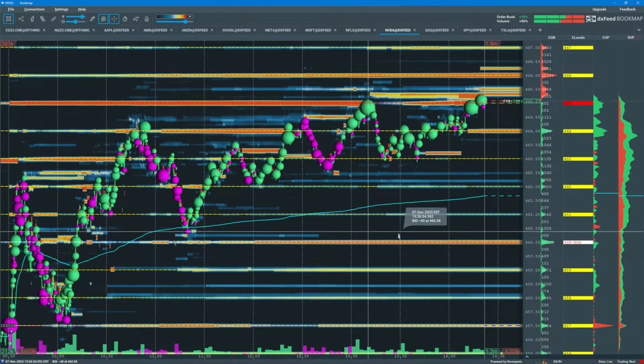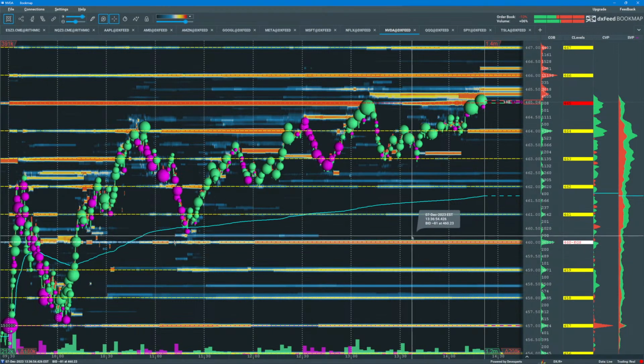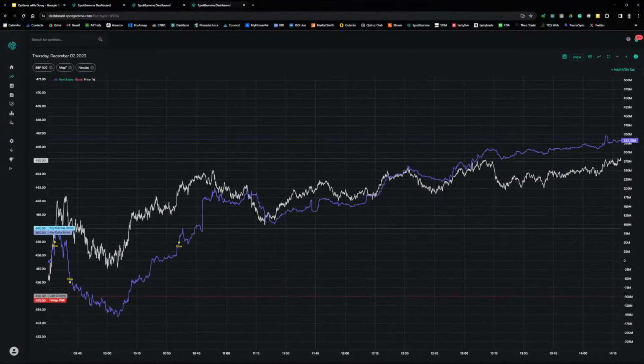All right, Grizzly Bull wants to take a look at PayPal. Sure. So I don't have PayPal in Bookmap here, but we can take a look in Hero. So let's go back to Hero.